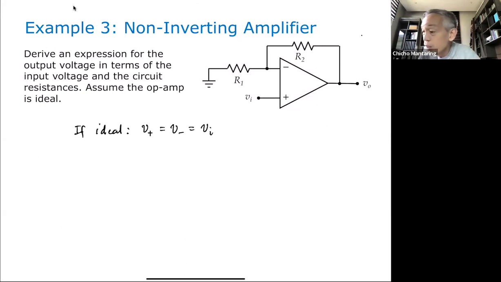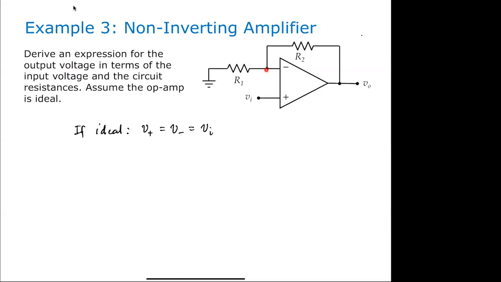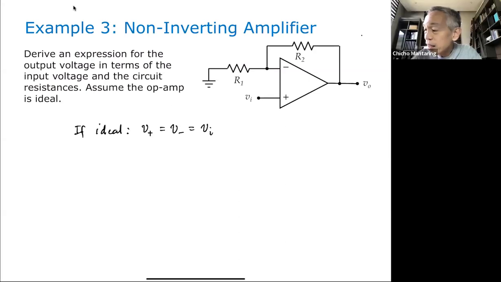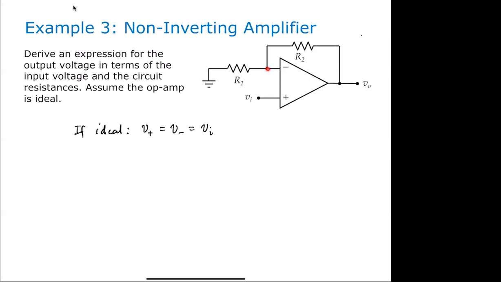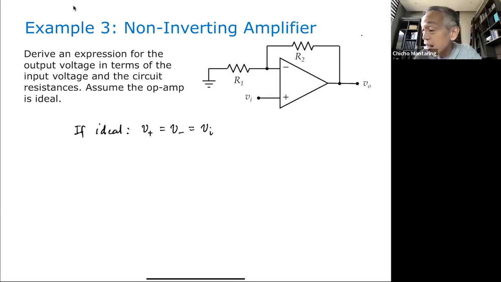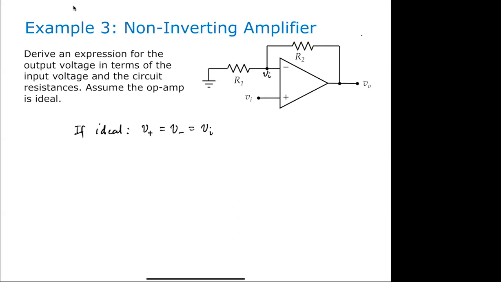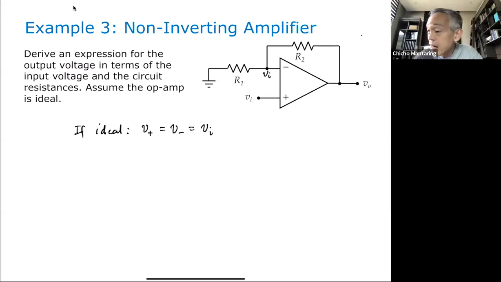It is VI. So if that is VI, what is the voltage at this point? What is the voltage at this point? Yes, I can hear you. VI yun po. Yeah, that's VI. The voltage there is going to be VI. And so now what do we apply? We apply KCL now here, KCL at the inverting input.